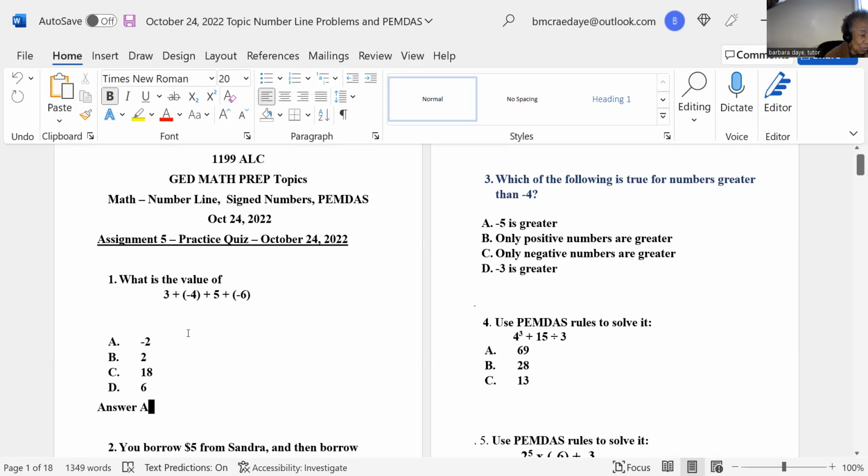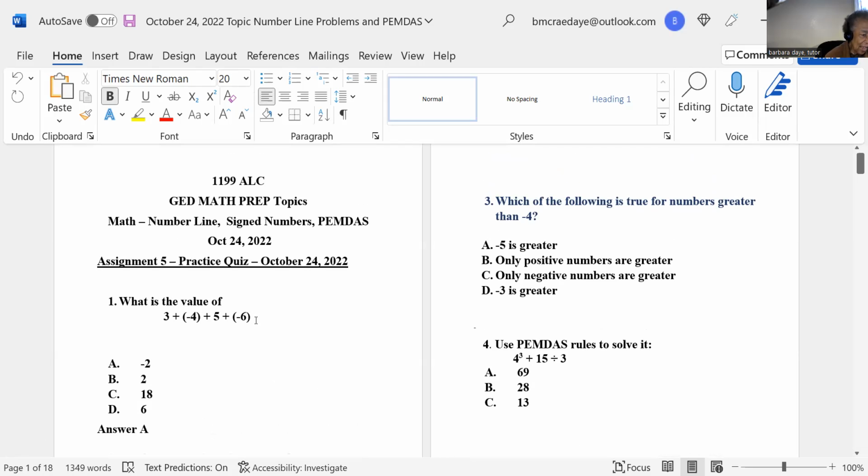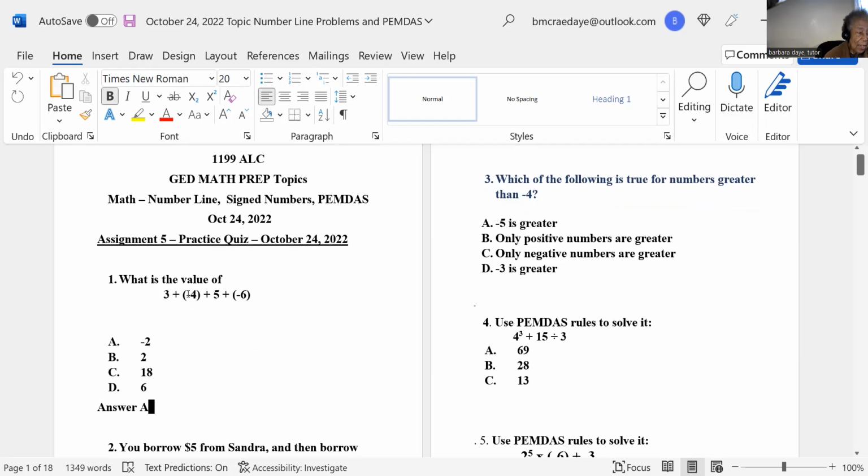Very good. You said 3 plus a -4 is a -1, and 5 plus a -6 is a -1, and -1 and a -1, you got a -2. Very good. Now, that's one way of doing it. You could have combined all your negatives, right? What you did is fine, but I just want to show you another way of doing it.